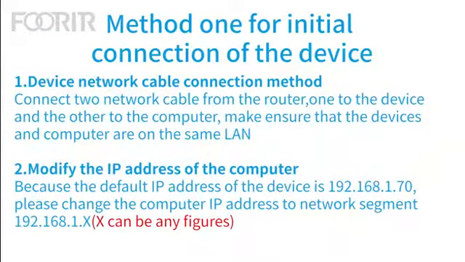Initial connection of the device. Step 1. Device network cable connection method. Connect two network cables from the router, one to the device and the other to the computer. Make sure that the device and the computer are on the same LAN.